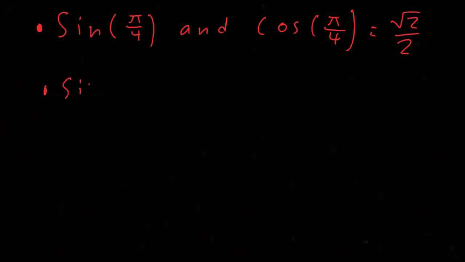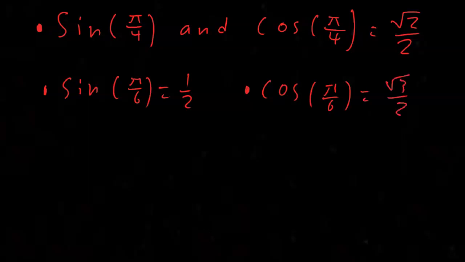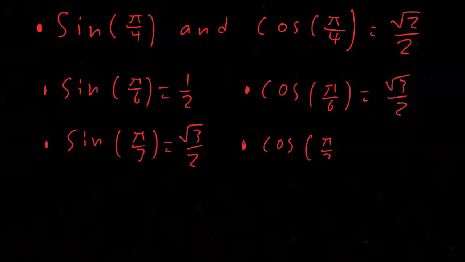So the result of sine of anything pi over 6 would be 1/2. And the cosine of anything of pi over 6 would be rad 3 over 2. The same results will apply for sine or cosine of pi over 3 except reverse. So the result of sine of anything pi over 3 would be rad 3 over 2. And the cosine of anything pi over 3 would be 1/2.